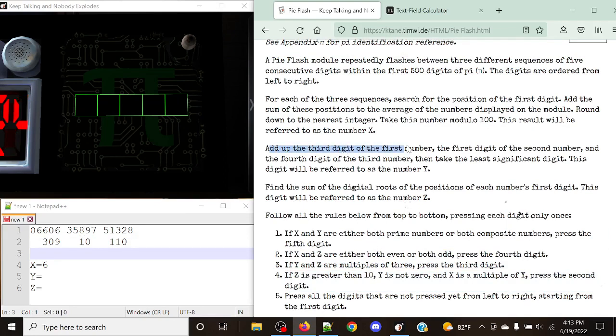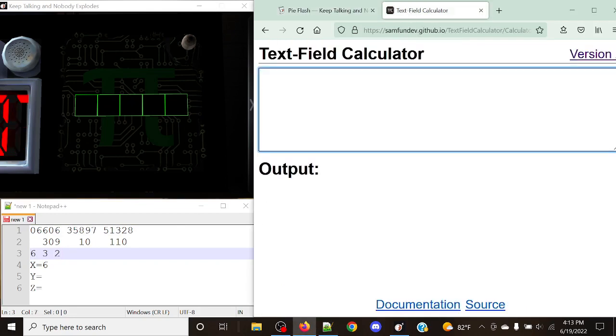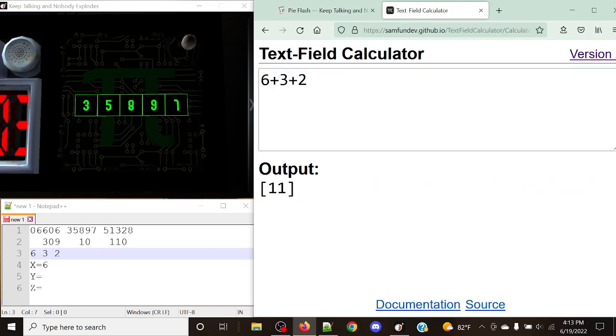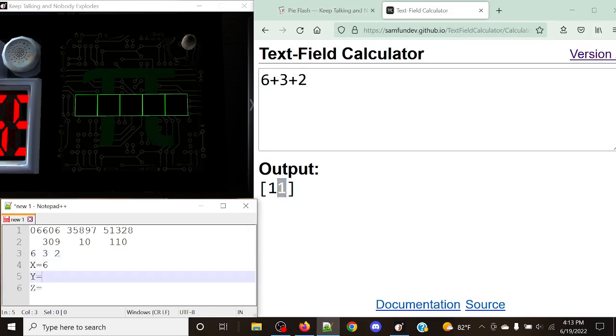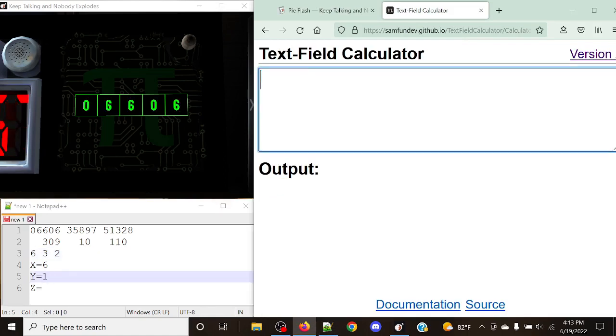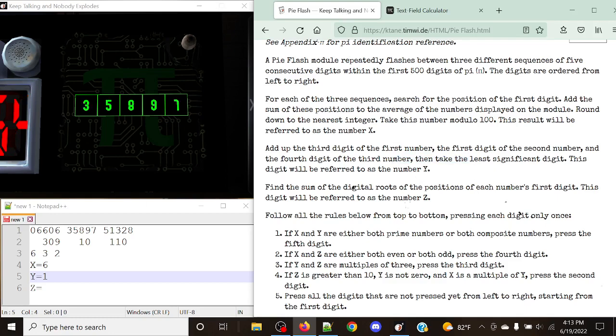Add up the third digit of the first number. Okay, third digit of the first number is a 6. The first digit of the second number, in this case being a 3. And the fourth digit of the third number, in this case being a 2. Then take the least significant digit. So let's take a look here. So we've got a 6 plus a 3 plus a 2. In this case, the least significant digit is going to be a 1, the ones digit, essentially. And this is going to be marked down as Yankee. And that's it. That's really it.